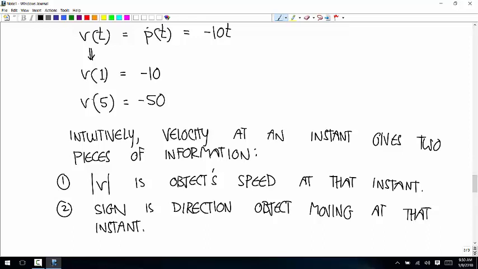So comparing these two instants, 1 second and 5 seconds, in which of those cases is the object moving faster? At 5 seconds it's moving faster because the absolute value is bigger, the speed is higher. And in both of these cases, the object is moving in the direction that was defined as negative.